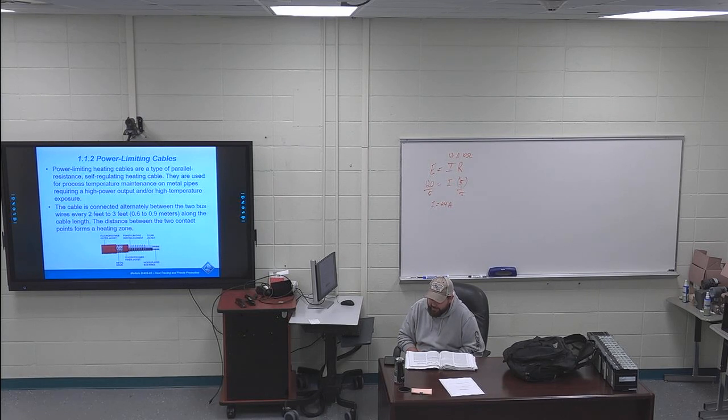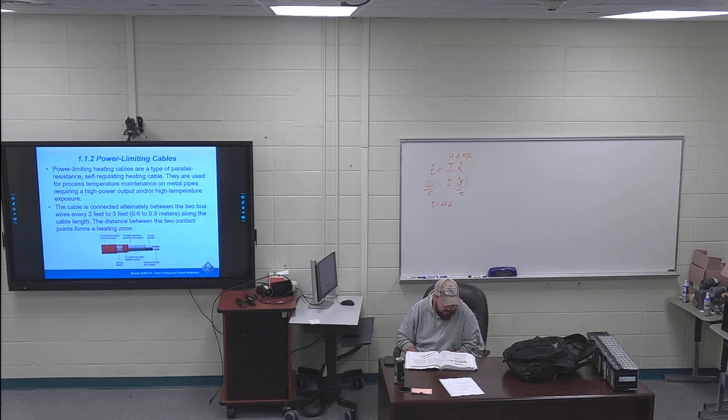The resistor alloy heating element used in power limiting cables has a positive temperature coefficient, or PTC. This means the resistance of the heating element increases as the temperature increases and decreases as the temperature decreases. So it's just saying it gets hotter. As the resistance goes up, as it increases, which means current flow goes down, and then very much the opposite version, or the opposite of that.